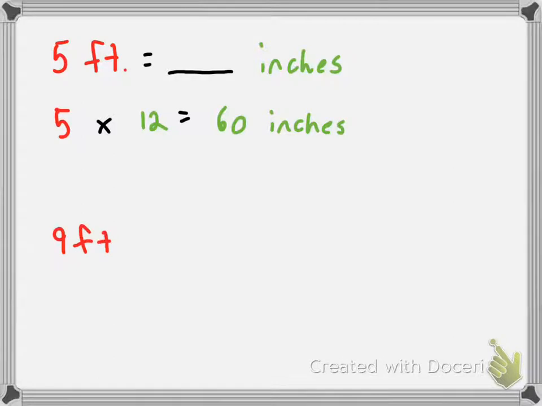What if I had 9 feet and I wanted to change it to yards? Well, I know there's 3 feet in a yard, so if I have 9 feet, I'm going to divide it by 3 feet for each yard. So 9 divided by 3 equals 3 yards.